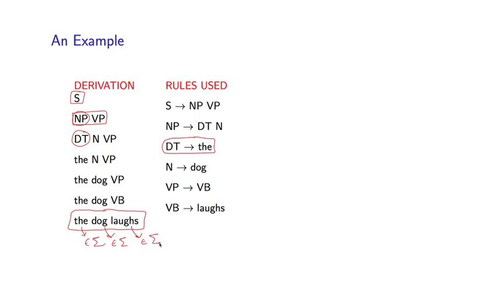Okay, so the context-free grammar will define a set of valid derivations where any derivation is valid if it starts with S, ends with some sequence of words, and goes through this process where at every point we replace the leftmost non-terminal using some rule in the context-free grammar.